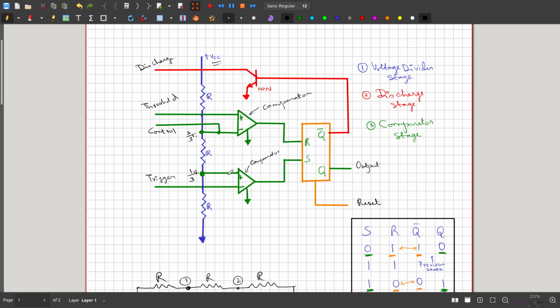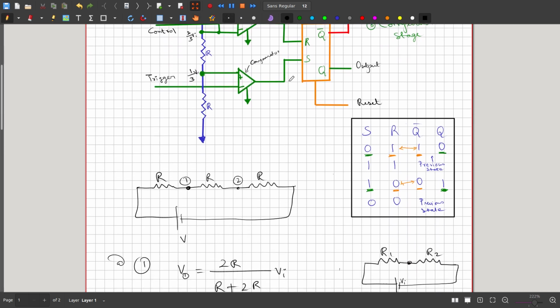So for this window comparator, the lower threshold voltage is 1 by 3 of the input voltage, and the upper reference voltage is 2 by 3 of the input voltage. So it is fixed between these two points. If you look at this graph of time versus input voltage, the lower threshold is at 1 by 3, and the higher threshold is at 2 by 3. This is the window.